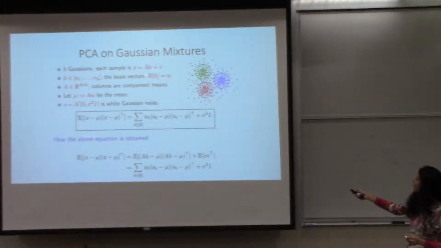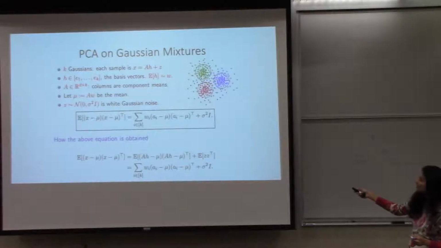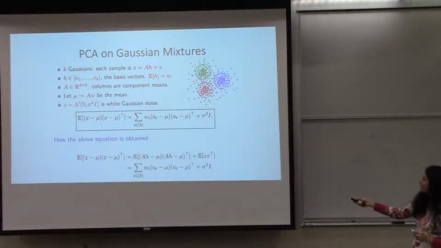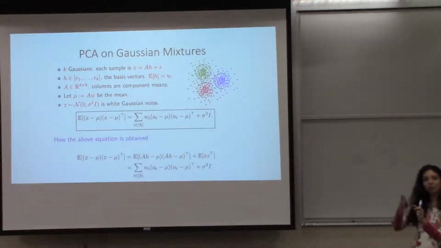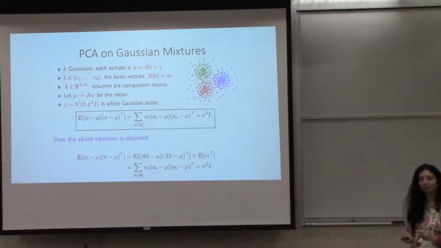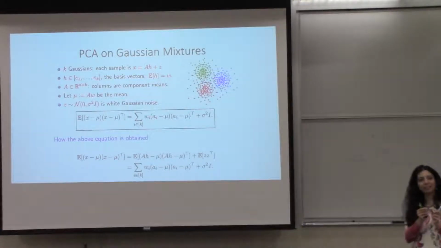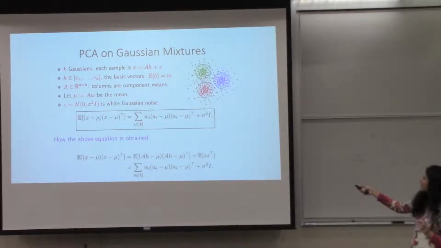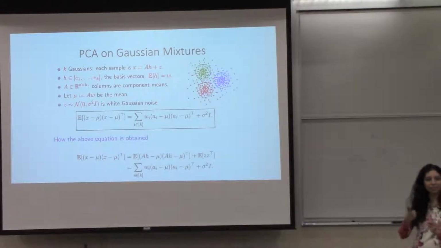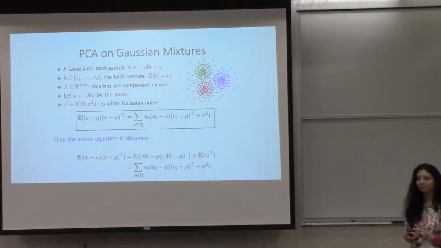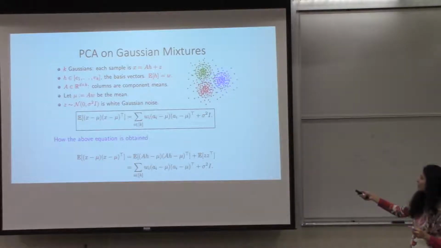And so do you see I can write it in this form? Because this matrix A is nothing but each column is one of the mean vectors. And H is just a basis vector. So if I'm selecting it to be E1, that means I'm selecting the first component, and I'm selecting the first column of A, which is the first mean vector. Do you see this notation here?